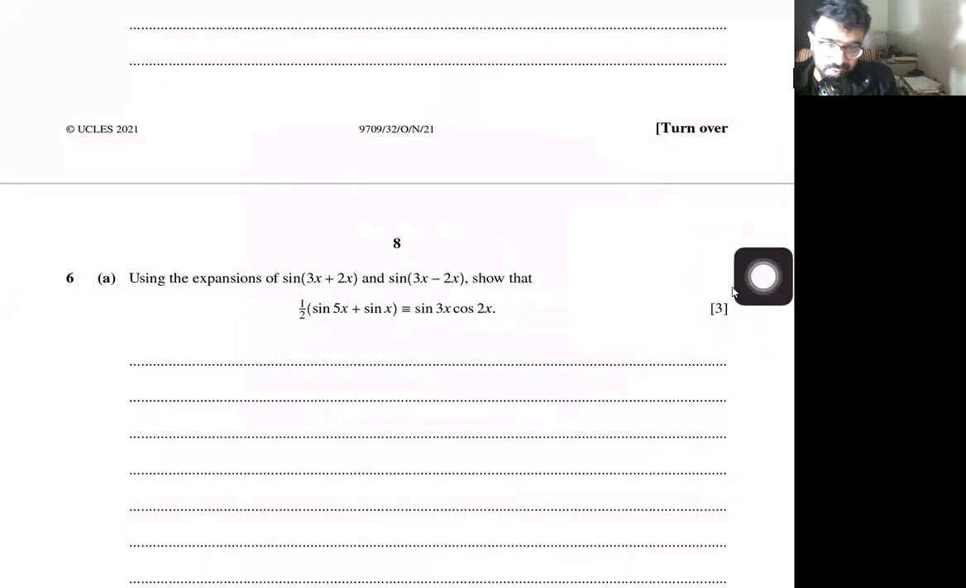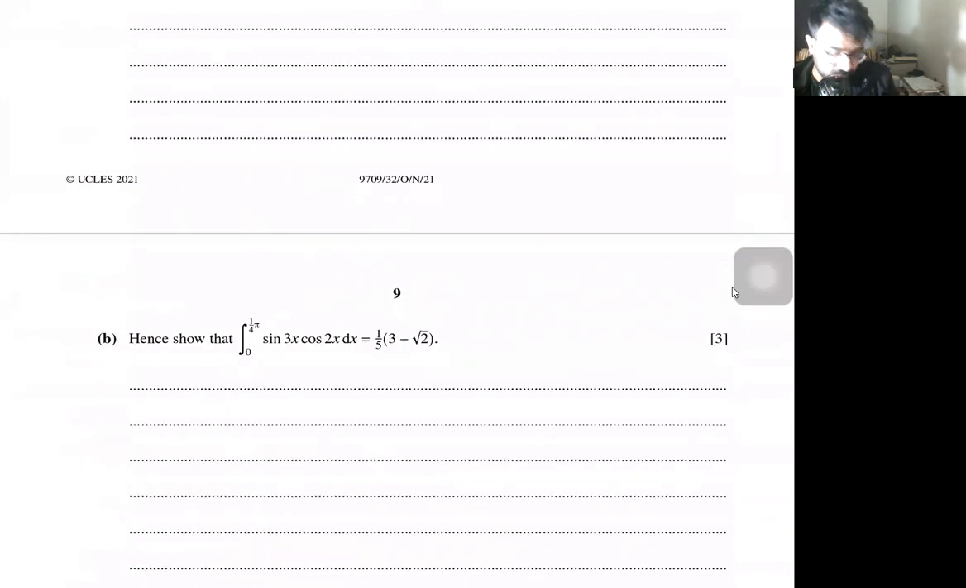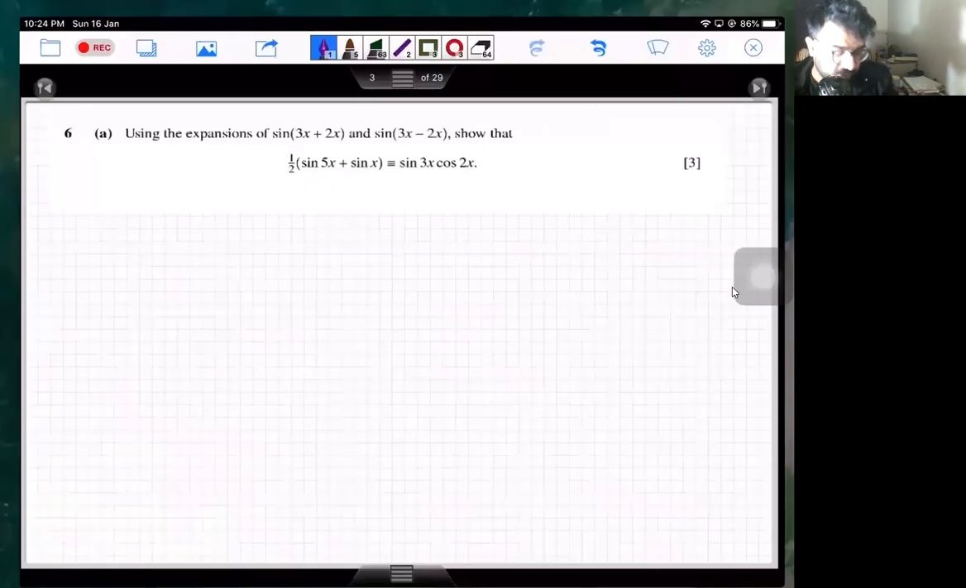Here we have 9709 October November 2021 A-level maths paper 3 variant 2, and here we have question number 6 onwards. Question number 1 till 5 is already done, and this question is from the topic trigonometric identities and integration using trigonometric identities. This question is worth 6 marks. First of all, we have part A.